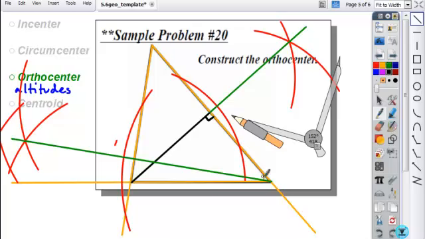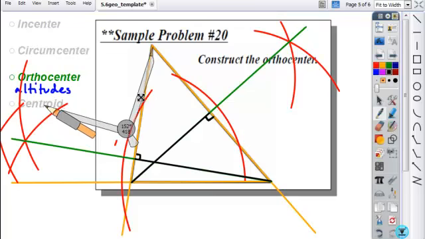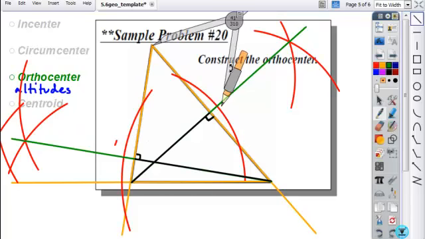And once again, the only portion of this that we are looking at as far as the altitude is concerned is this darkened portion. So there's our altitude, which means we found our orthocenter. But we can do one more just to verify that that is in fact the correct location.